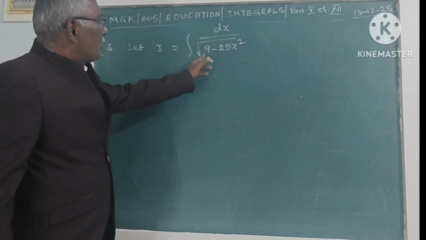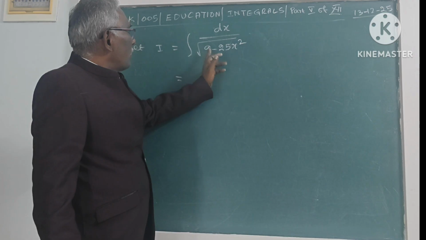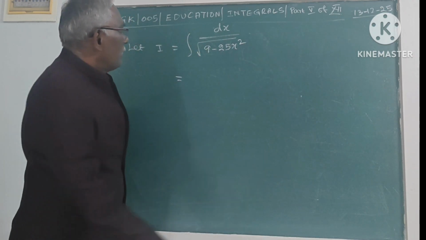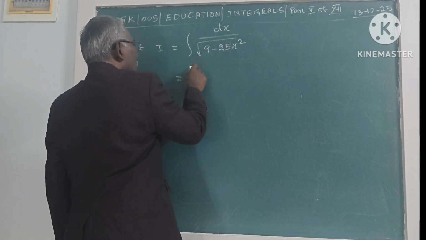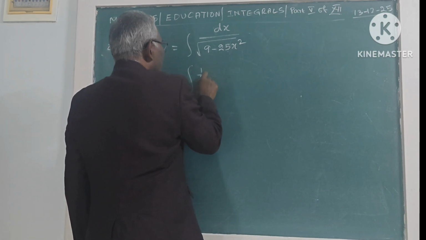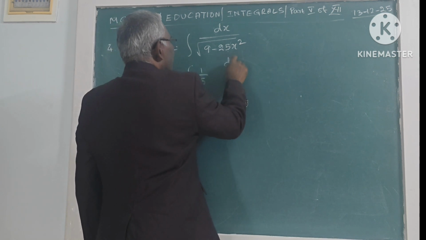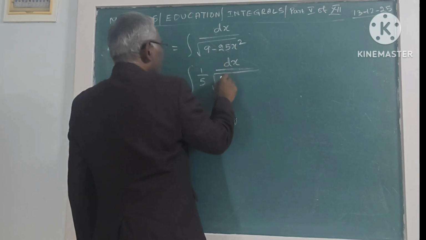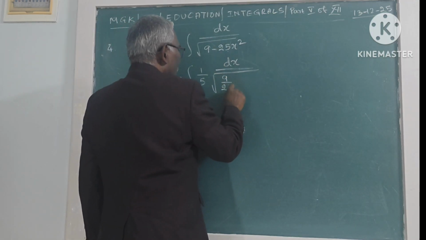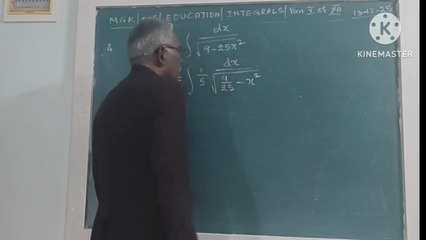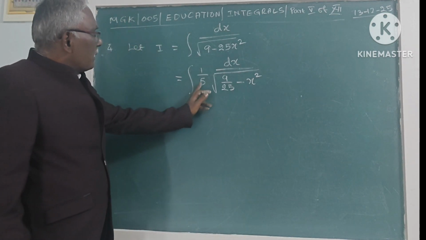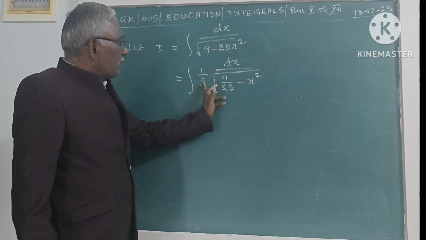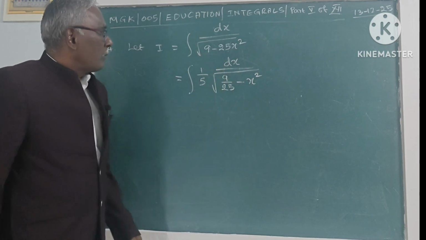For that, to bring this to the formula form, integral dx by square root of a square minus x square, I am just taking 25 outside the square root. What will come when we take 25 outside the square root? That will become 1 by 5 times dx by square root of 9 by 25 minus x square. When you take 5 inside, it will become 25. 25 into 9 by 25 is 9 minus, when you take 5 inside 25, 25x square is coming.